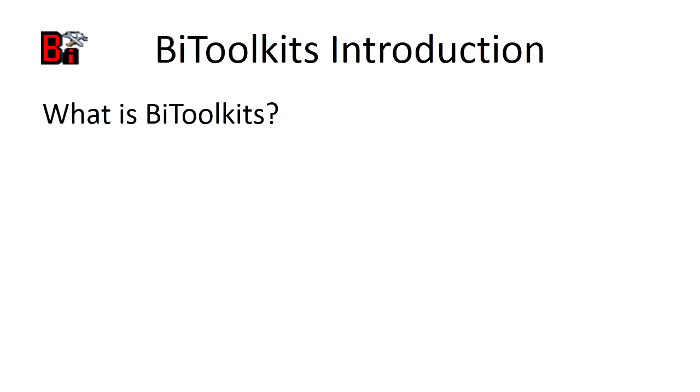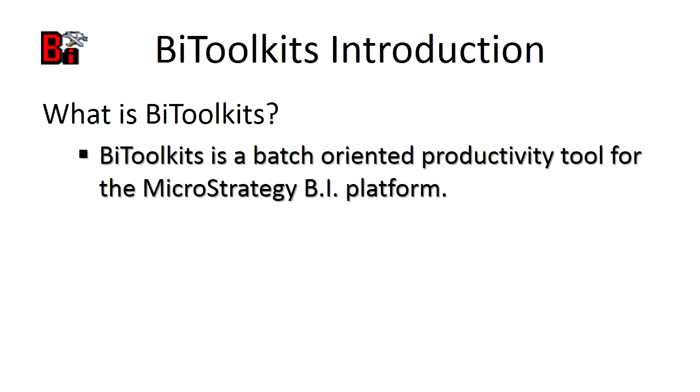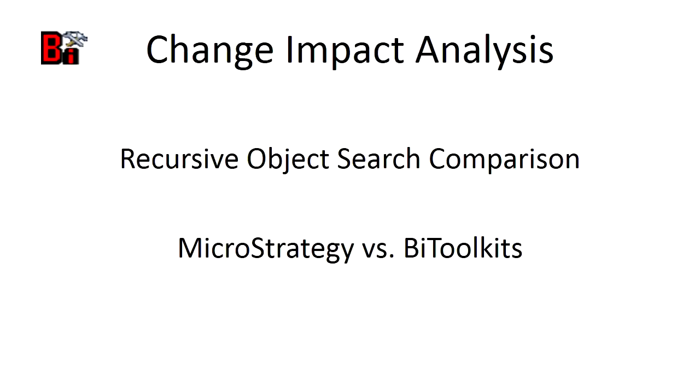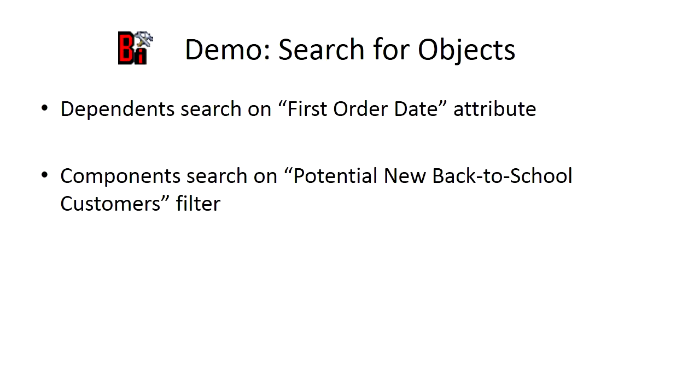What is BiToolkits? BiToolkits is a batch-oriented productivity tool for the MicroStrategy BI platform. There are many powerful functions built into BiToolkits. For this session, we'll focus on change impact analysis as it is a pain point for many of us. Recursive object search is an essential tool in change impact analysis. I want to show you the search algorithm difference between MicroStrategy and BiToolkits. Now on to the demo.